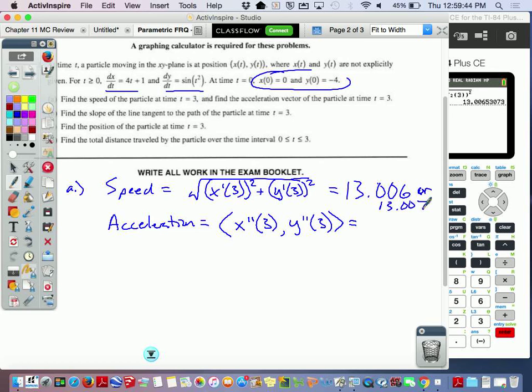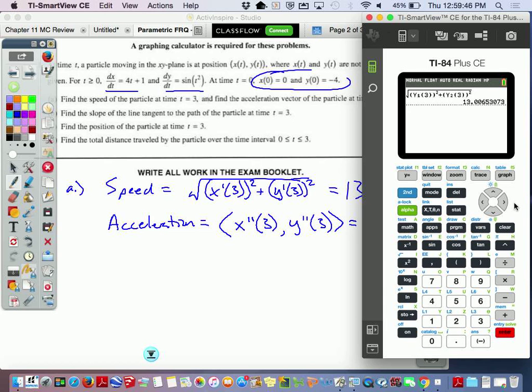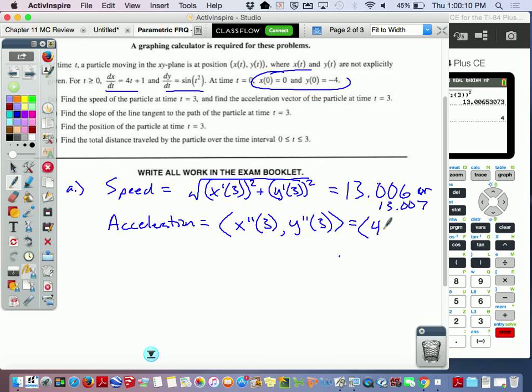Now, how do we do the acceleration quickly? We're not going to want to do any derivatives by hand. We want the calculator to do the work. I'm going to do math 8, which brings up the derivative with respect to x of my first function, that's x prime of t. So I'm taking the derivative of that, which is x double prime, plugging in 3. And we get 4 back for that component of the vector.